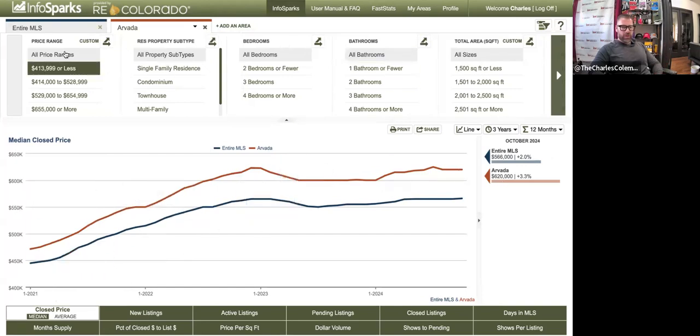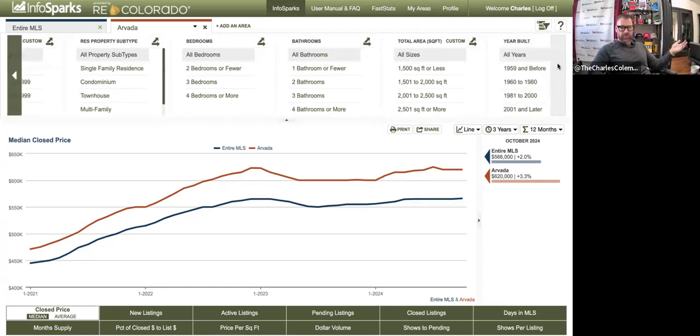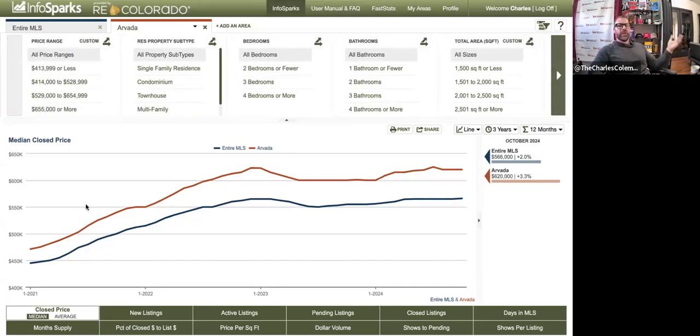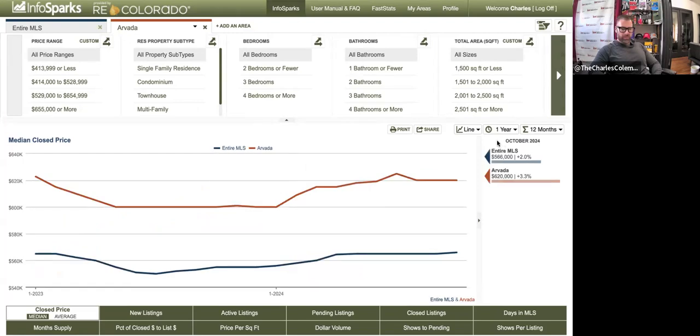So the way this thing's set up right now, it's all price ranges. We're going through all property types, all the bedrooms, bathrooms, the sizes, as well as years built. So this is pulling literally every house, condo, townhome, multifamily, you name it, in the entire MLS, which is the blue, and Arvada, and we're looking at median close price. So let's change it a little bit. Let's have some fun. Let's go just for 1 year's worth of data.